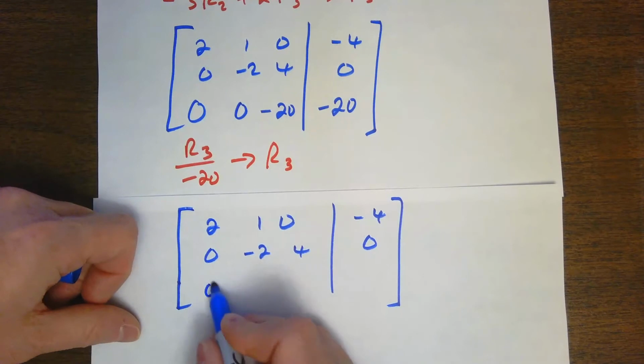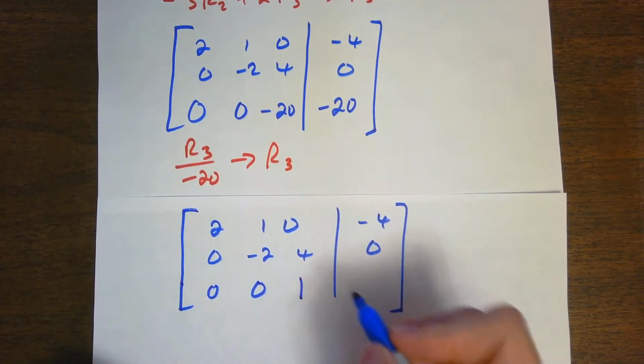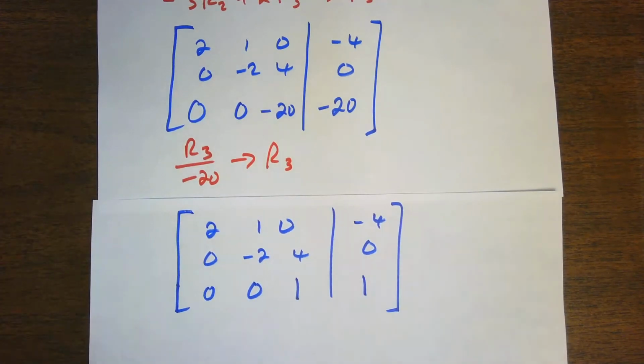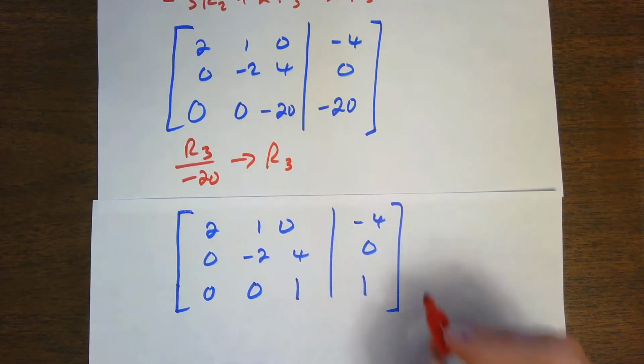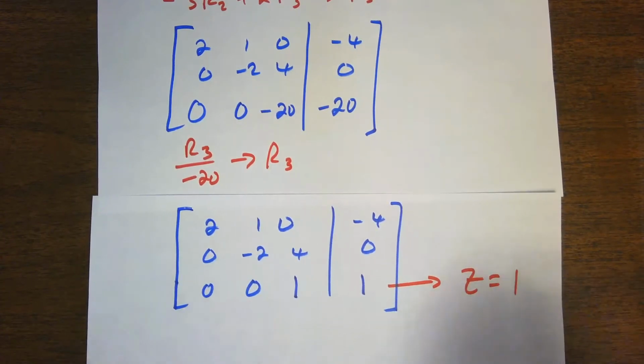Zero divided by negative 20, 0. Zero divided by negative 20, 0. Negative 20 divided by negative 20, 1. And here we have our first part of our solution. No x's and no y's, and 1z equals 1.